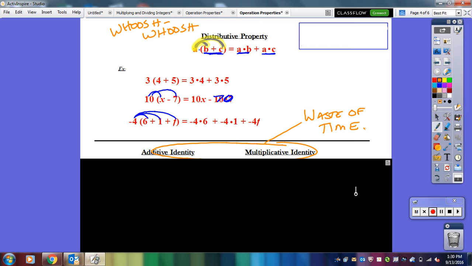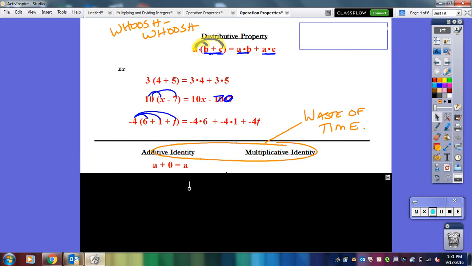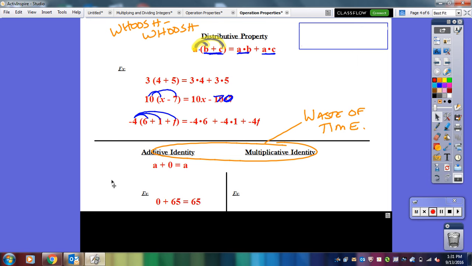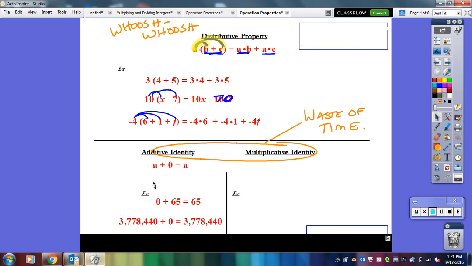Again, your identity is who you are. Who you are does not change. So here's what the identities say. There's a number that I can add where you will stay the same and you will keep your identity. And that number is 0. Any number plus 0, oh, it was just A. Well, that was a waste of my time. I added 0. I should have just done nothing because I would have ended up with the same letter A. 0 plus 65 is still 65. Well, again, that's a waste of my time. 3,778,440 plus 0 is the same thing. It was a waste of my time to do that.